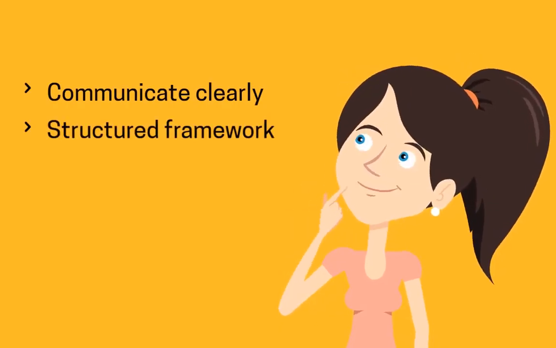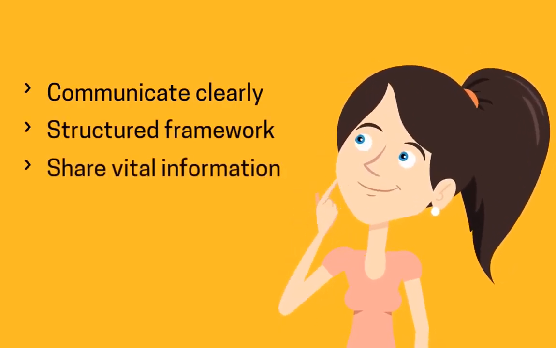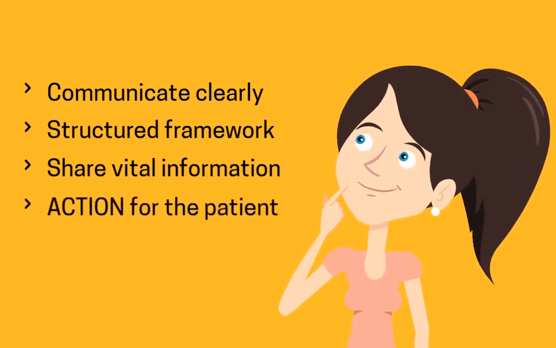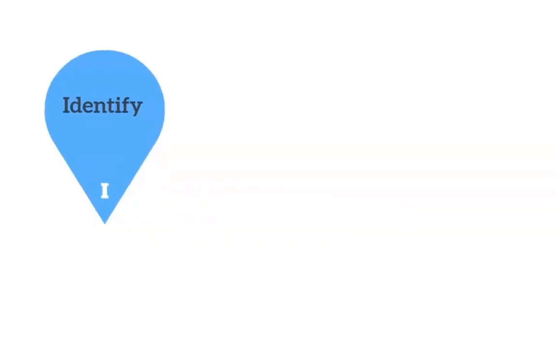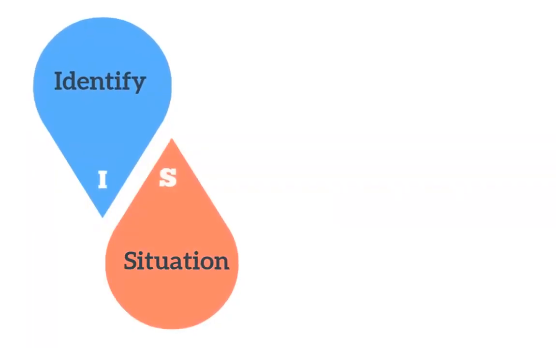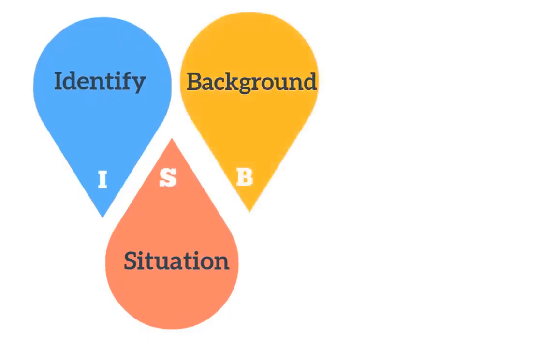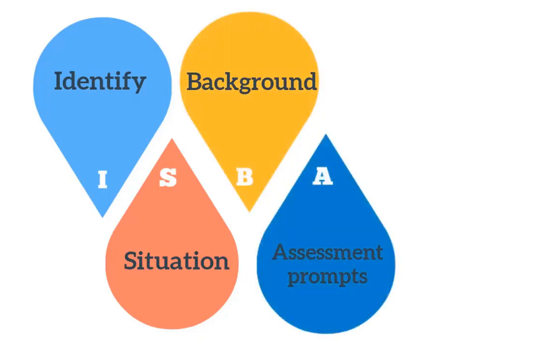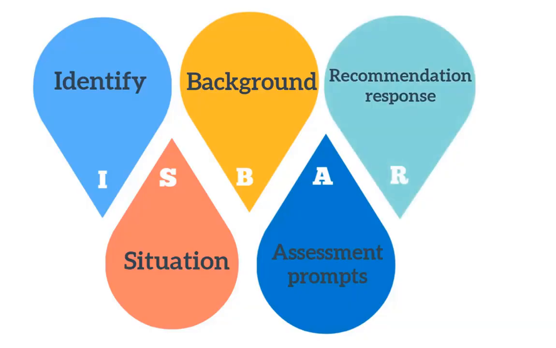So let's just go through ISBAR again, and remember this is a communication tool for all handovers of information between yourself and other health professionals if you are at all concerned about your patient's status or needing to communicate information about their status in any way. I is identify, you and your patient. S is for situation, the purpose of your call or conversation. State it. B is background. What's happened so far? A is assessment prompts, the vital signs. And R is recommendation response. What's happening now and what do you want done for your patient? Be clear in your instructions and specific in your timeframes.